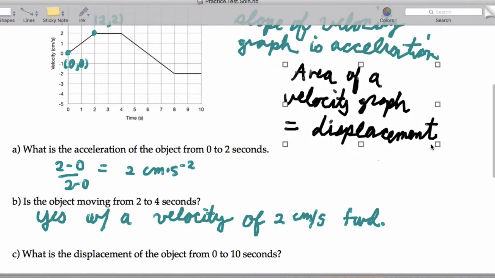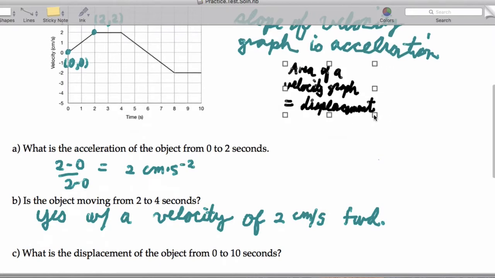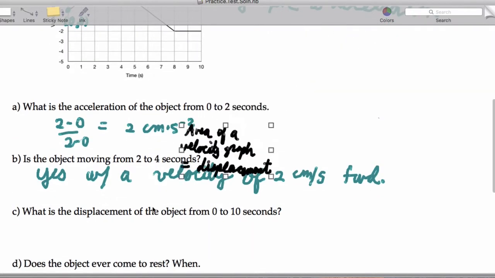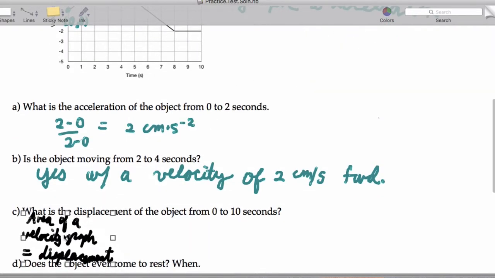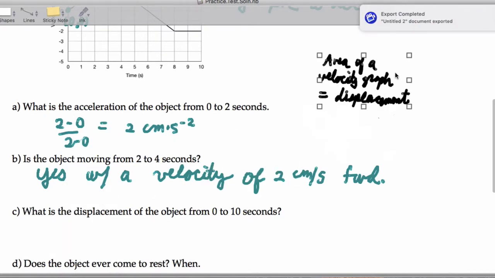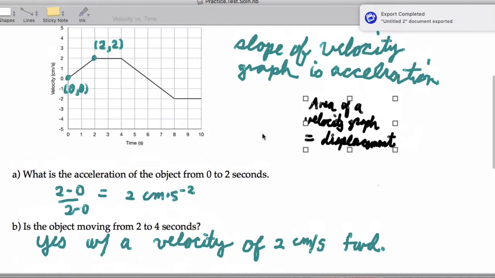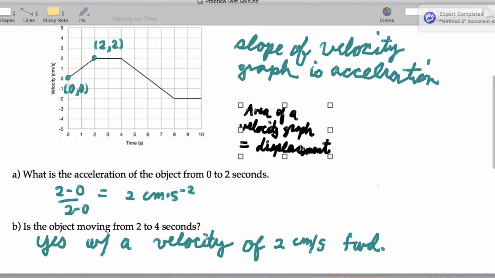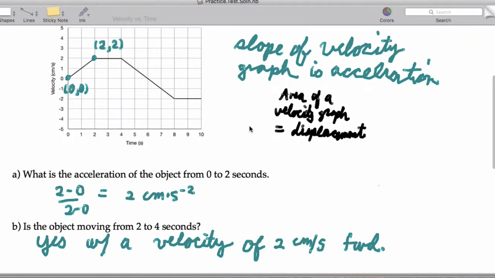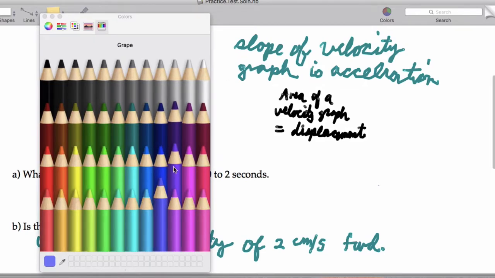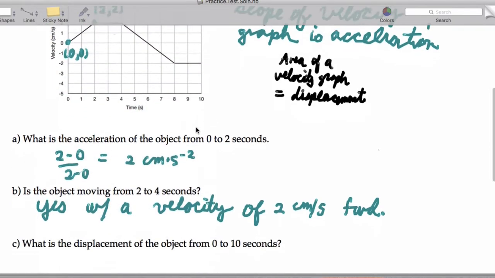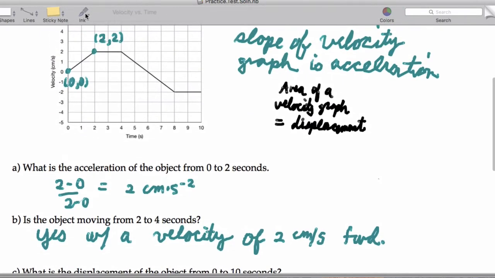Just to remind you, okay? So we're going to use that fact here. So I'm going to split this up. Some of you are smarter than me. I'm going to split this up into a series of different objects. We'll say a triangle, a rectangle, and then another triangle.